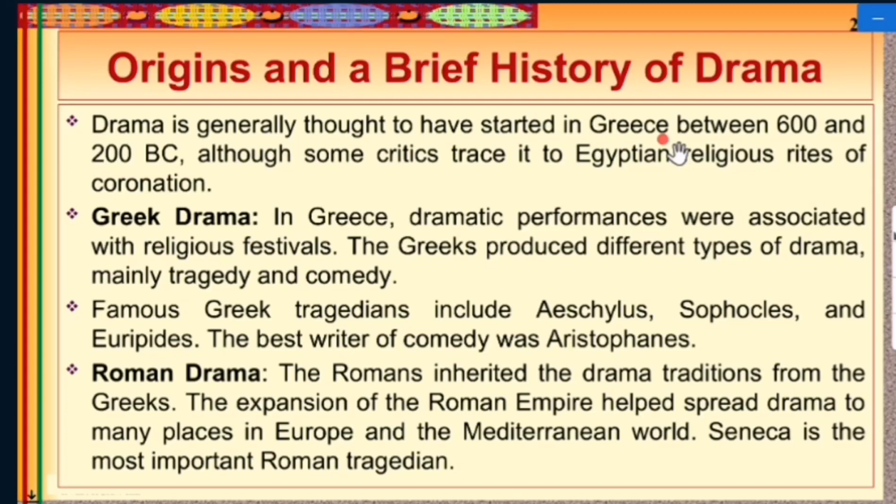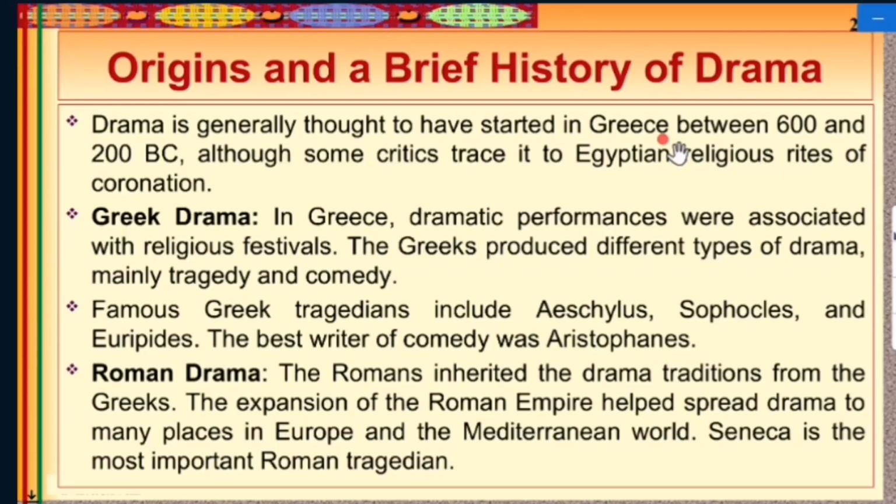What is Greek drama? In Greece, dramatic performances were associated with religious festivals. The Greeks produced different types of drama, mainly tragedy and comedy. These are the two major types of drama. One type is called tragedy drama and the other is called comedy drama. There is another type of drama which we will discuss later on in this session.